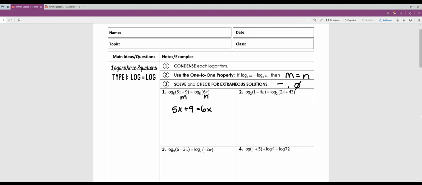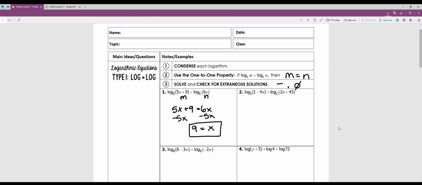And then we're just doing some algebra. So I move my 5x over, and I get that 9 is equal to x. And if I plugged 9 back into either side of my equation, I would not get a negative or a 0. So that is my answer. Okay, let's do another one. Let's look at example number 4.